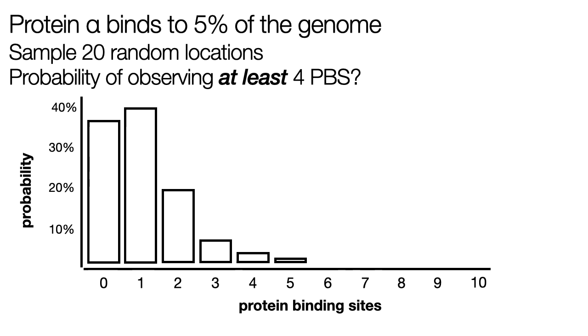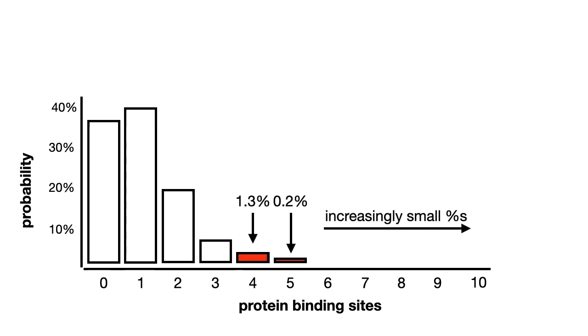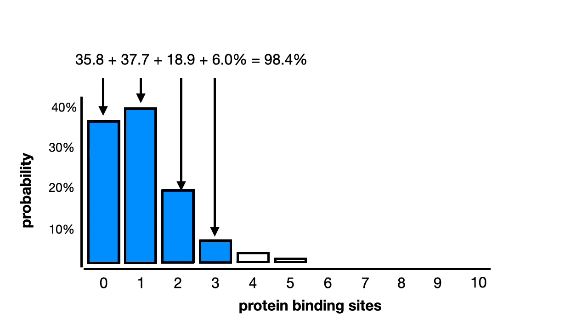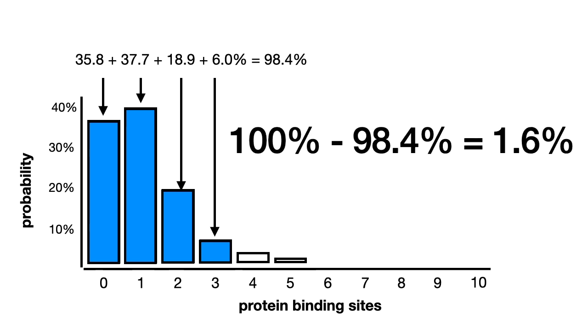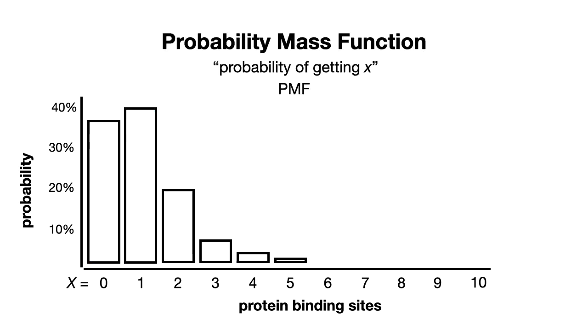Well, this is essentially a binomial distribution. We have 20 trials, that is, samples, and we have a discrete sample space: success, binding site, or failure, no binding site. We can construct the distribution and add up the probabilities of each number of binding sites from 4 to 20, or we could add up the probabilities of getting 0, 1, 2, or 3 binding sites and subtract that from 1. Therefore, our probability of observing at least 4 sites is 1.6%.